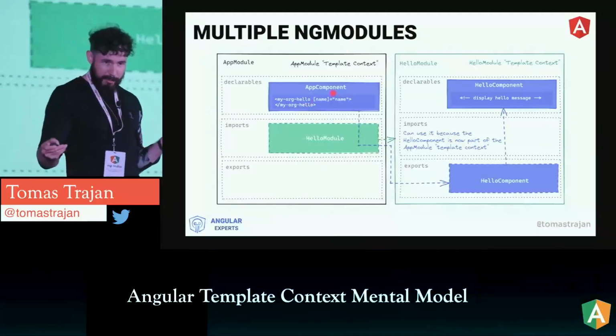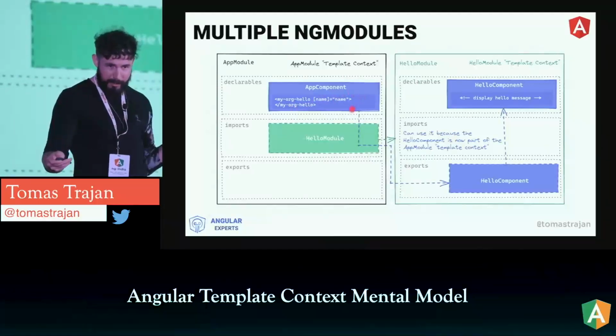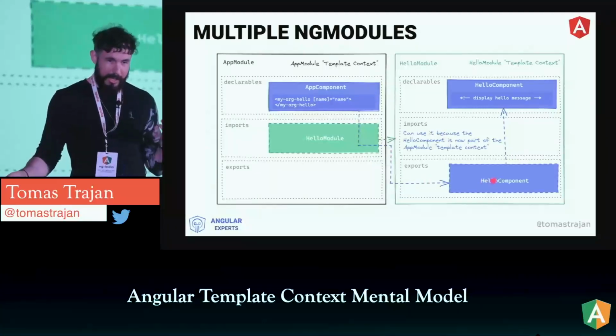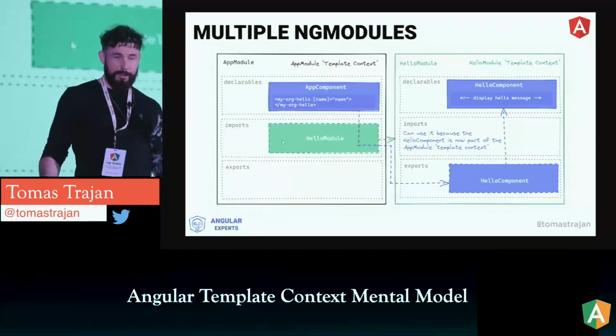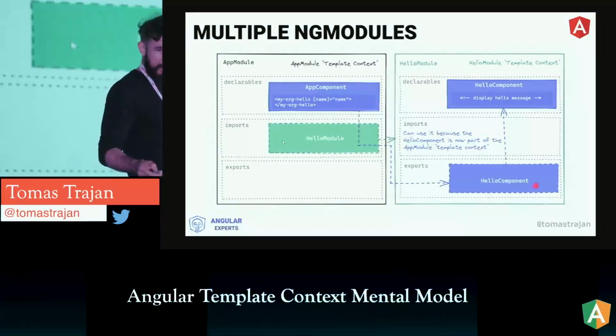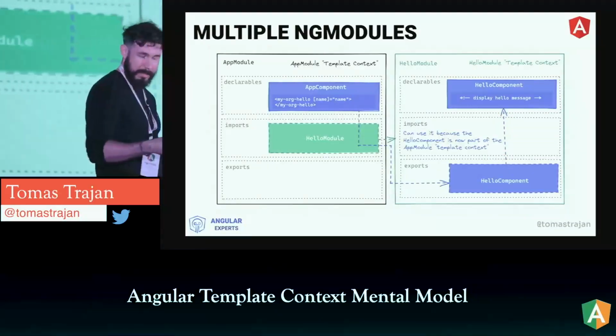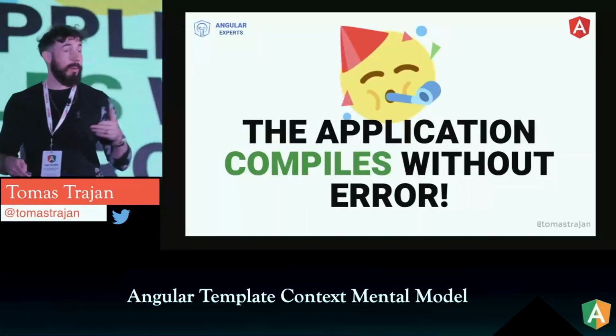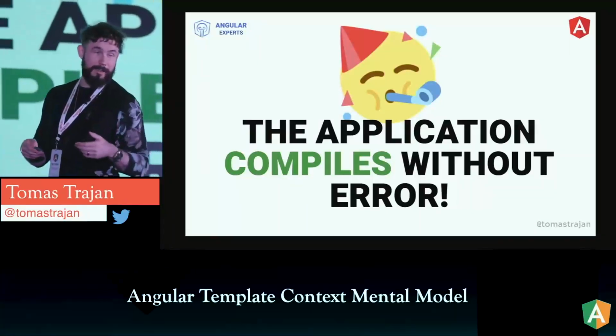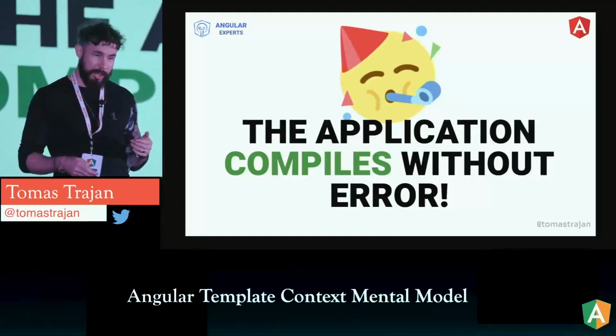And here I try to show it with this line that if we try to get in a template, we go through this reference to the exports, and we can finally get hold of that hello component. And of course, it has to be declared in some module, and that's the hello module. So far, so good. The application compiles without the error. We can start writing some other logic.